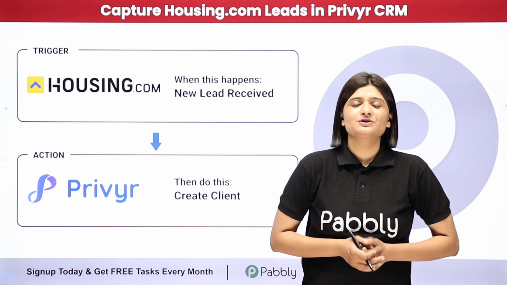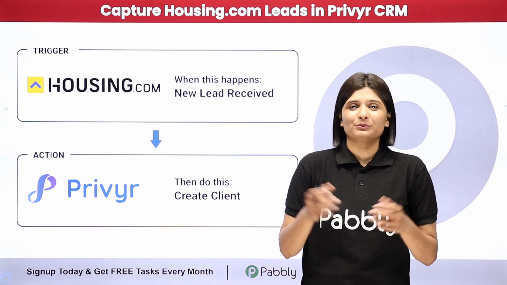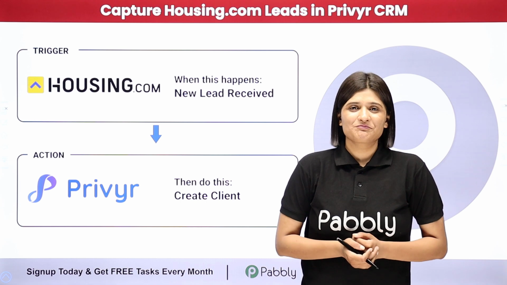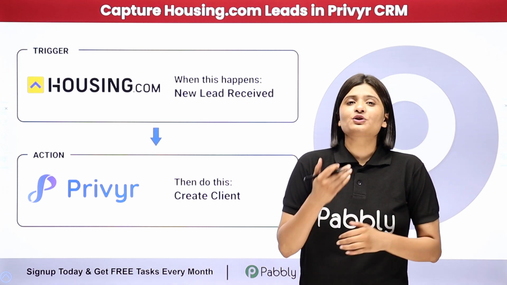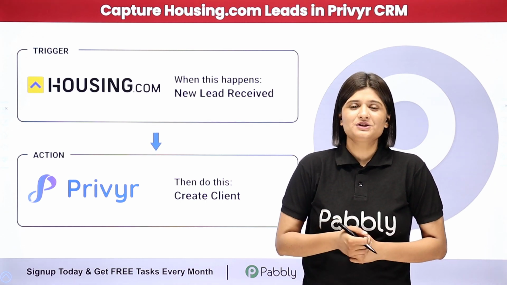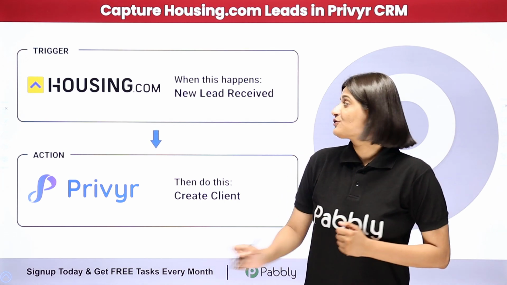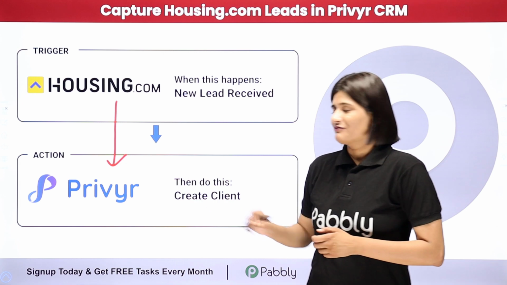Doing this manually will consume a lot of time, so I've completely automated this process. And to do this automation, I've used Pabbly Connect. So Pabbly Connect is an amazing automation and integration software which requires no coding or programming skills. Here I just need to build a connection between housing.com and Privyr.